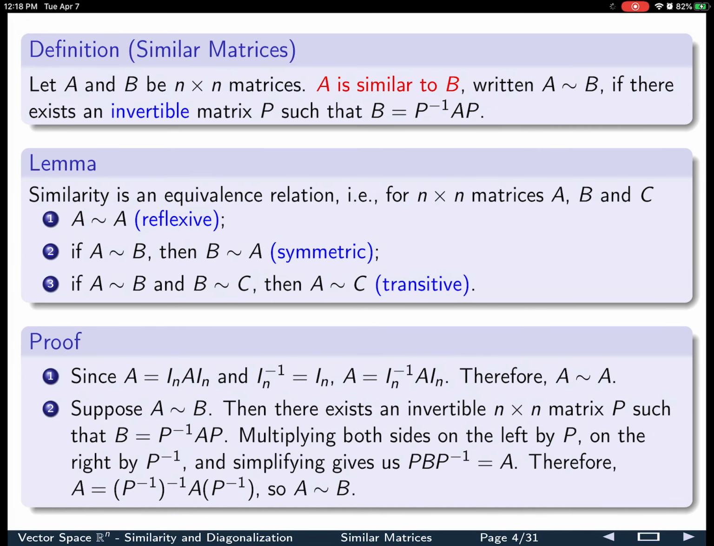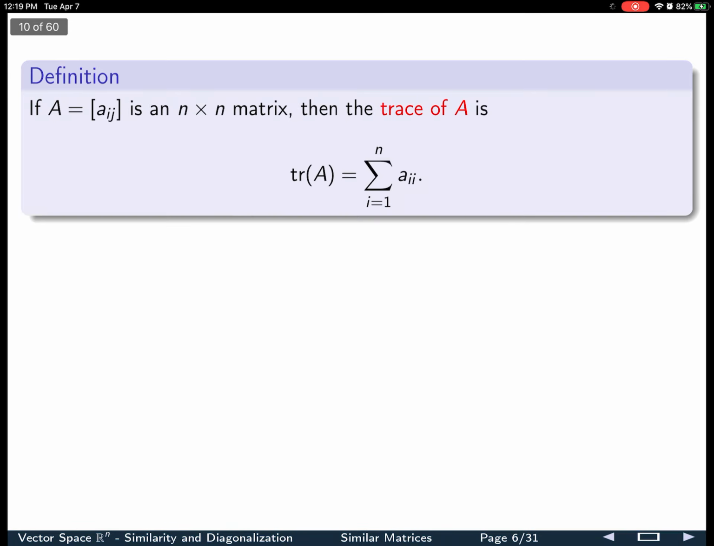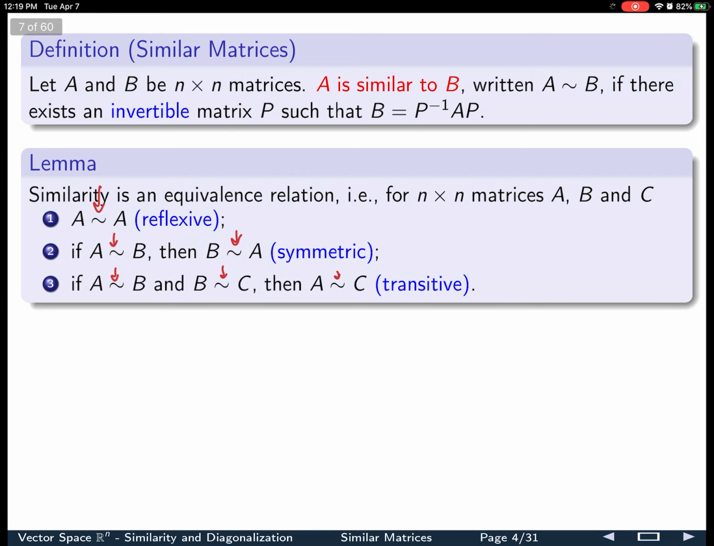So number one is just the identity matrix. Number two would just be P and P inverse in the opposite order. And then for that third one, you can find a matrix that would be similar on each side. You multiply the two. Anyways, that is the definition of similarity. We're flanked on either side by an invertible matrix.